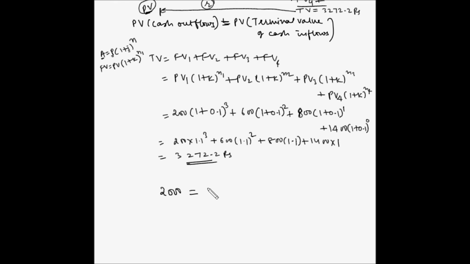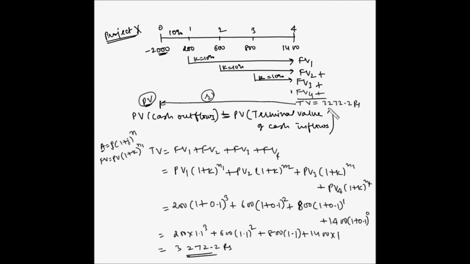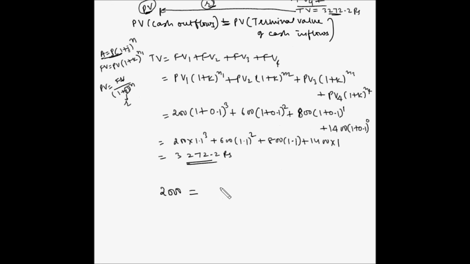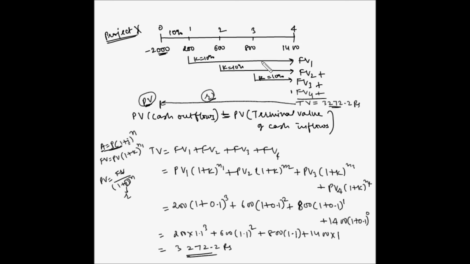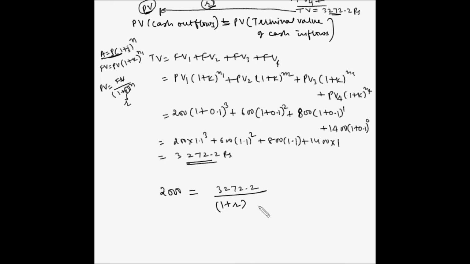So 2000 is equal to, now we have to find the present value of this amount at the rate of interest R. So present value, as we know from this formula, is equal to future value divided by 1 plus I to the power n. Here I is R and the future value is this value. So 3272.2 divided by 1 plus R to the power n, and n is 1, 2, 3, 4.